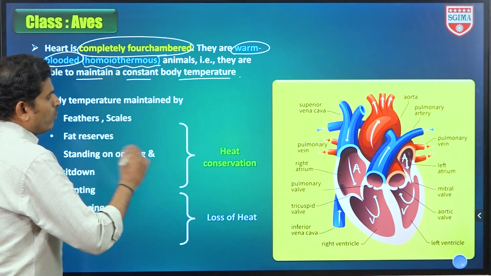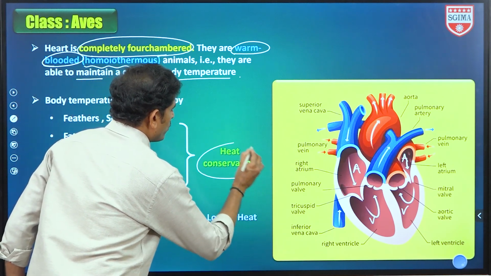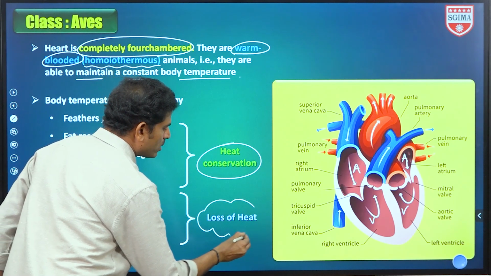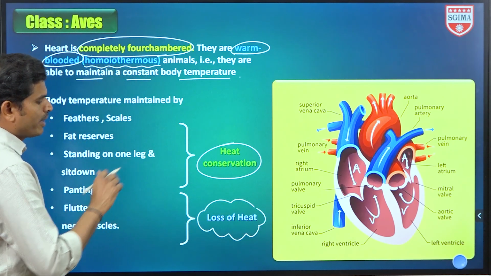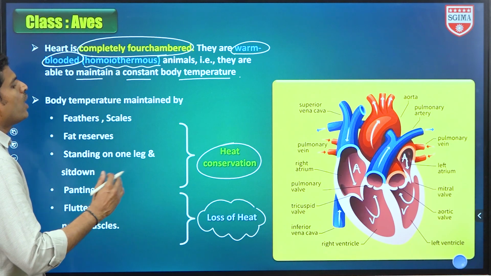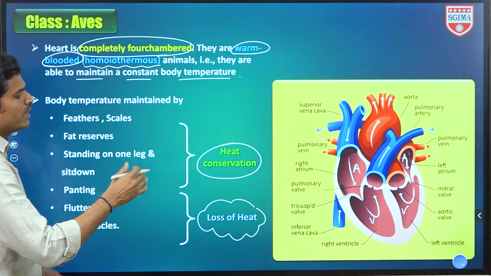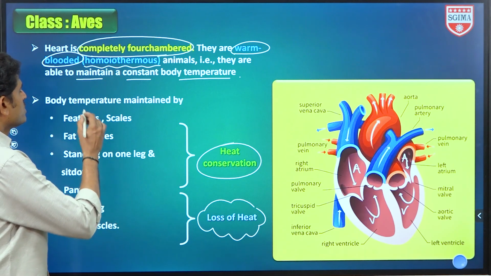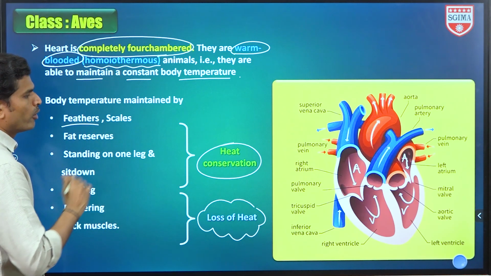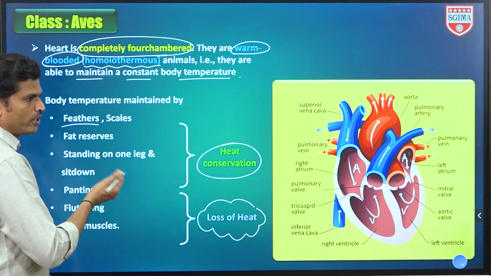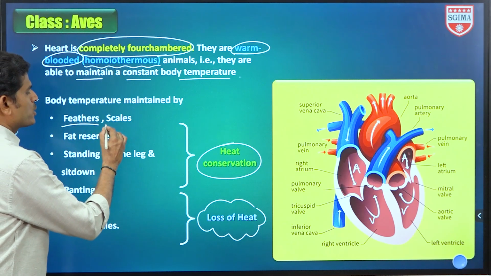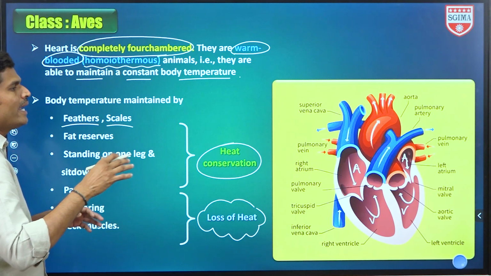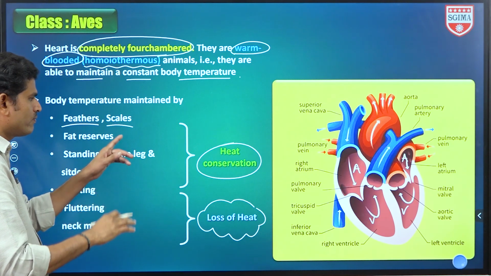Here we can observe 2 points. One is heat conservation mechanism and another one is heat loss mechanisms. So 2 mechanisms here we have to observe, how these organisms conserve the heat, they prevent the loss of heat बोले तो, so feathers के वजह से body is covered by the total exoskeleton, already we discussed that, feathers, and the next one is scales. These two help to prevent the loss of temperature.